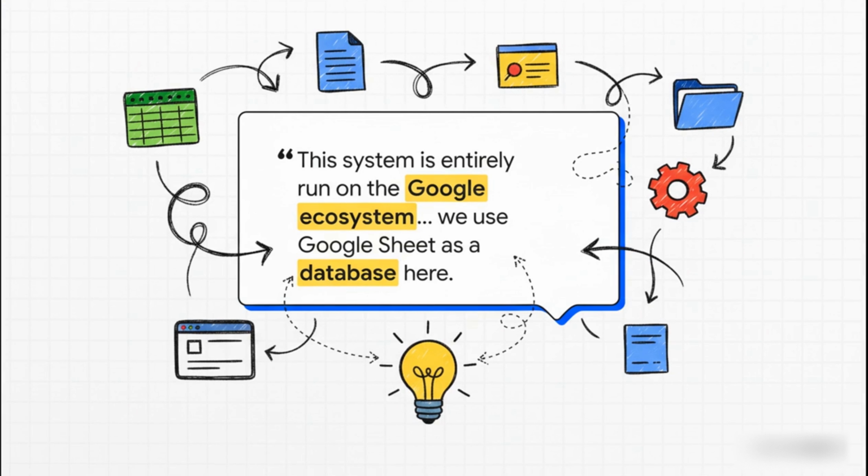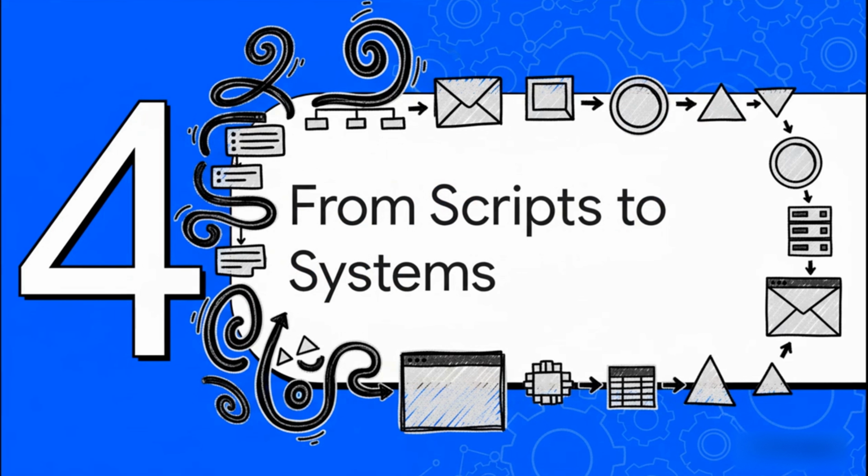And this is the part that is just so wild. Like one developer said, this system is entirely run on the Google ecosystem. We use Google Sheets as a database here. Think about that. The entire backend, the database for your powerful new web app, is just a familiar Google Sheet that you already know how to use. It's incredible. So we've gone from these simple scripts all the way to full web apps. So now let's look at the incredible, full-scale business systems that people have built using absolutely nothing but these tools.